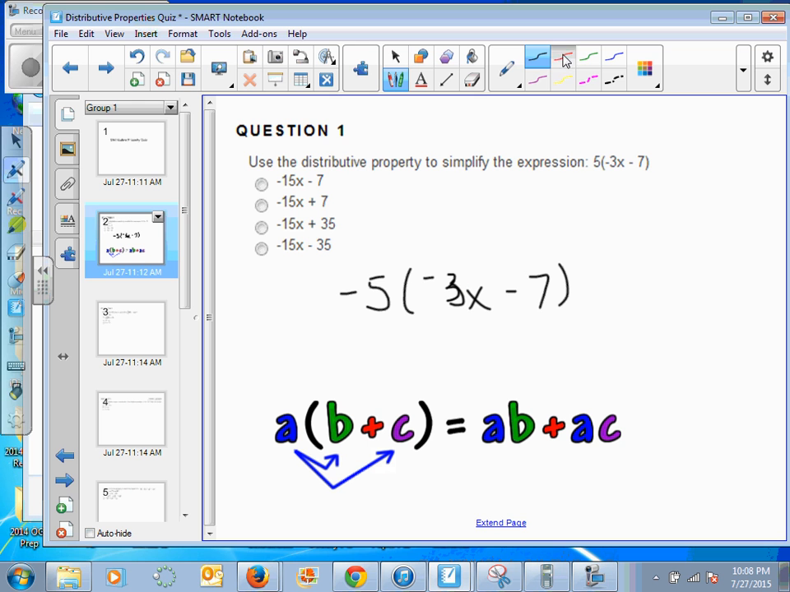So what we need to do, we're going to take that -5 and multiply it by both parts right there. So you've got the -5 times the -3. -5 times -3 is going to give you a positive 15x. And you also want to treat this part here like a -7. So it's like -5 times -7, which of course is going to give you a positive 35. So looking like that one there.